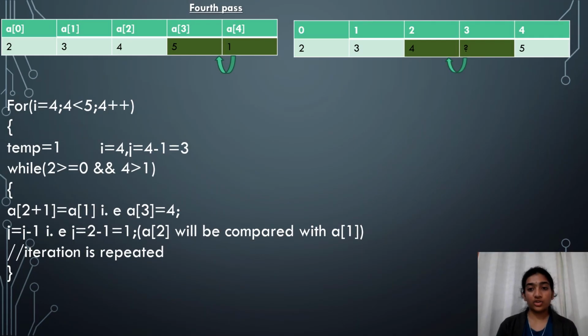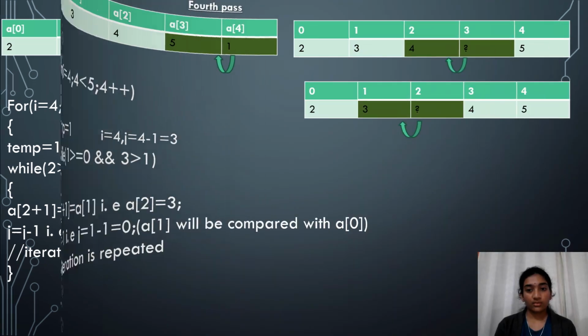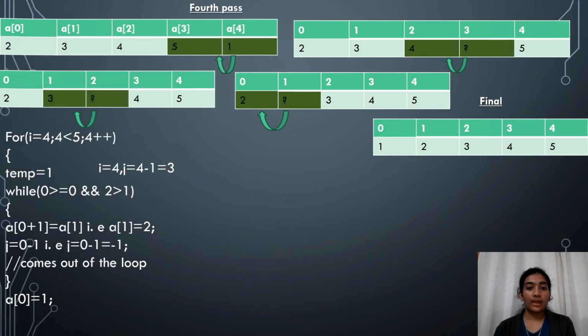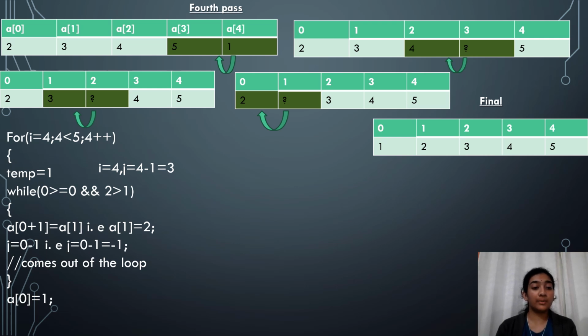So again, after interchanging 1 with 5, 1 will be checked with 4. Again, it will be checked with 3. So finally, the value will be checked with 2. And here the while iteration will happen 4 times. So finally, the j value would have become 0, 0 greater than or equal to 0 and 2 greater than 1. Then 2 will be interchanged with 1 and stored in the memory address A of 1. The j value will become minus 1, come out of the loop, and 1 will be stored in the memory address A of 0. And the final order after sorting will be 1, 2, 3, 4, 5.